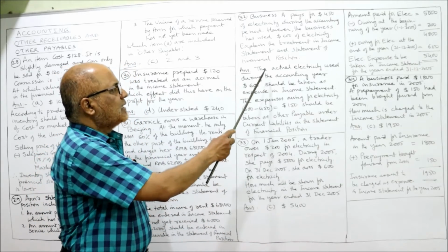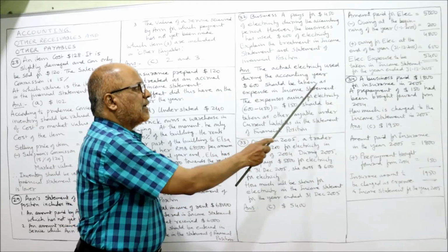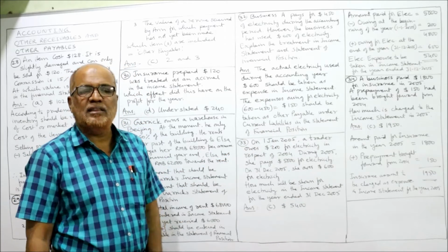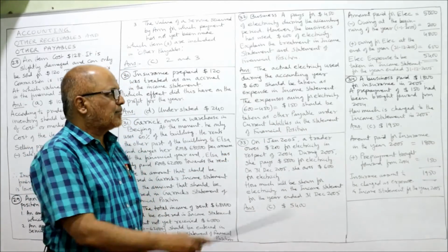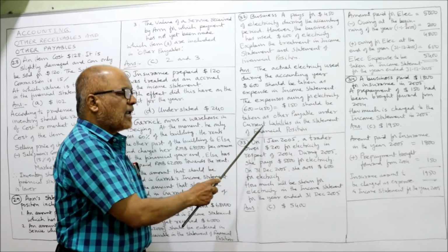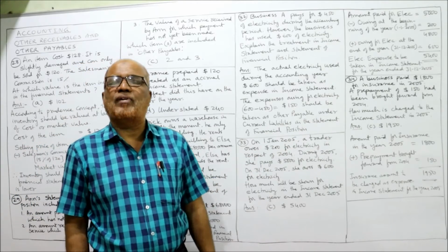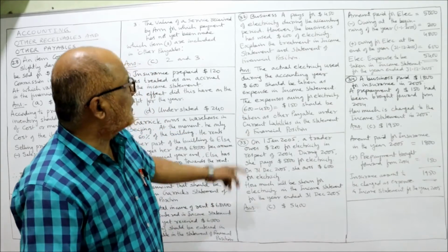So here the answer is the actual electricity used during the accounting year, $600, should be taken as expense in the income statement. The expenses owing for electricity, that is $150, should be taken as other payable under current liability in the statement of financial position. That's it. So this is the end of 32.